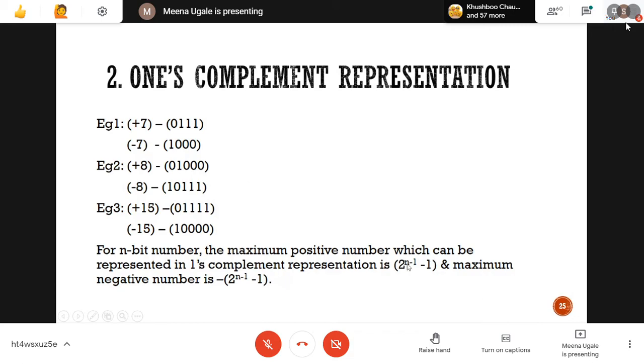In place of n equal to 4, you can put 8 and you can see which is the maximum and minimum negative and positive number you can represent. Same way, the arithmetic will work here. Got it? Ones complement, just invert the bits. 0 है तो 1 करना है, 1 है तो 0 करना है.